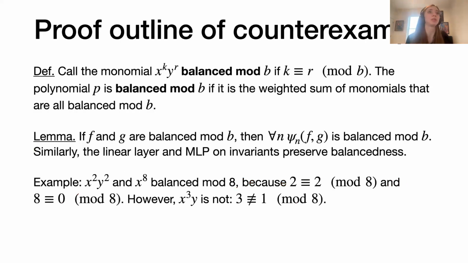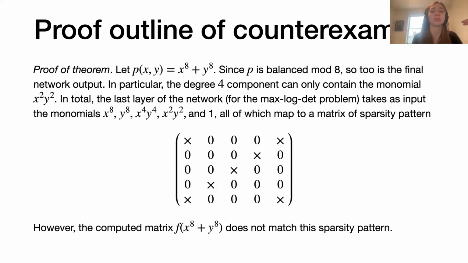And so let me tell you just the outline of the proof, but I think I'll sort of skirt over the details here. But basically it relies on looking at some property which is preserved through every layer of the architecture, which is called balancing. We basically give this definition for what it means for a monomial to be balanced, and then we show that every operation in the network preserves balancing. Again, I think I'll skip through these details for the sake of time.